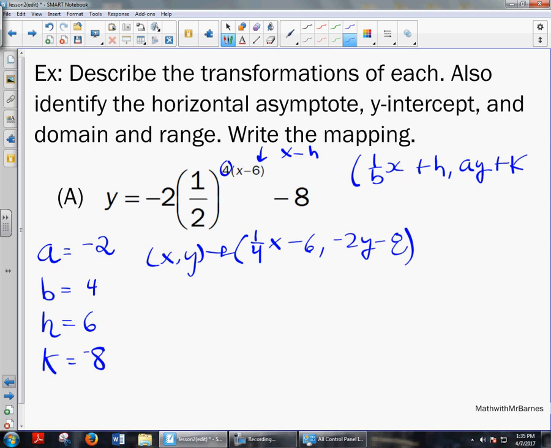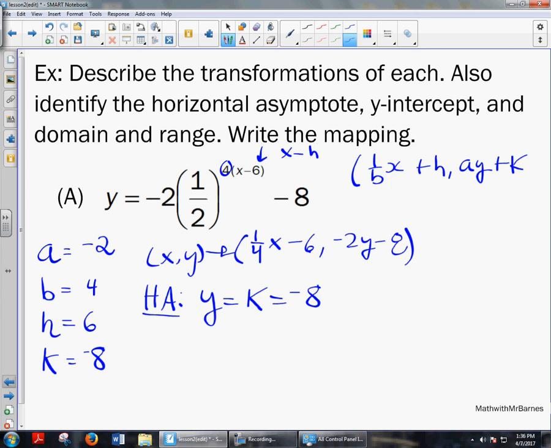Let's make some connections now. Horizontal asymptote. This is new. In the last examples, they were always y is equal to 0. The horizontal asymptote in these examples is your k value. So in this one, it's -8. That's your horizontal asymptote. Basically, the graph was translated down 8. It moved that horizontal asymptote of y is equal to 0 down to y is equal to -8.